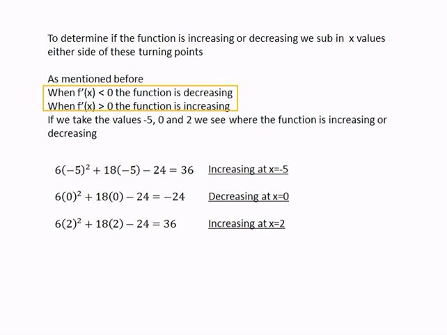Subbing in 0, which is of course between the two x coordinates of the turning points, between x = −4 and x = 1, we get −24, which is showing that it's a decreasing function between the two turning points. Now finally, putting in x = 2, which is to the right of our turning point x = 1, into the derivative, we get 36, a positive result. So the function is increasing to the right of x = 1.